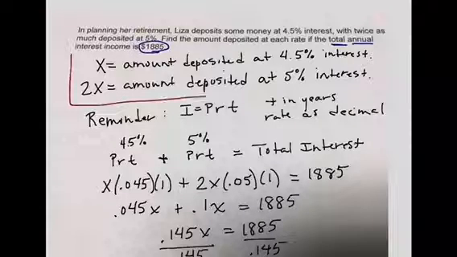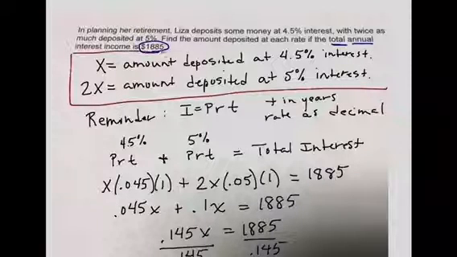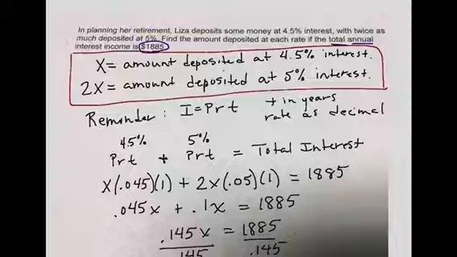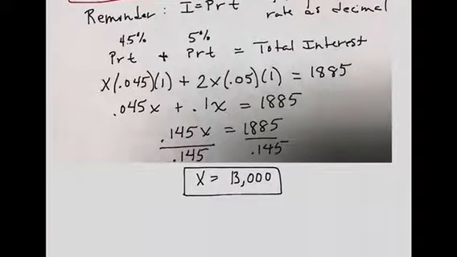Now if we look back up at what our key told us, the original information that we filled out, right up here, we see that x represented the amount that was deposited at the 4.5% interest. So we'll want to go back and say the amount deposited at the 4.5% interest was $13,000.